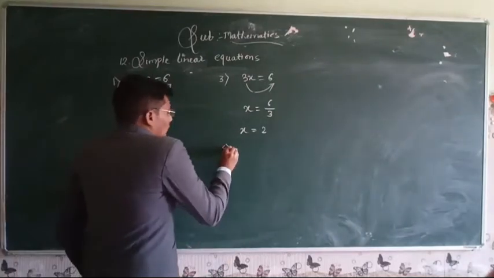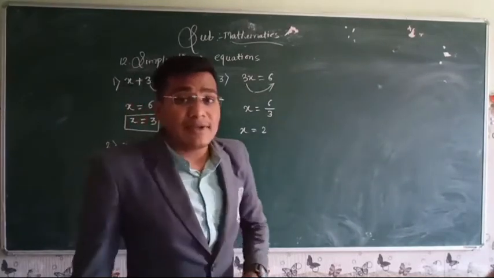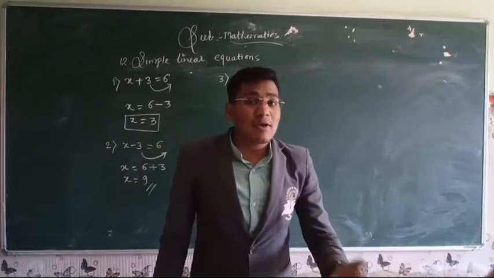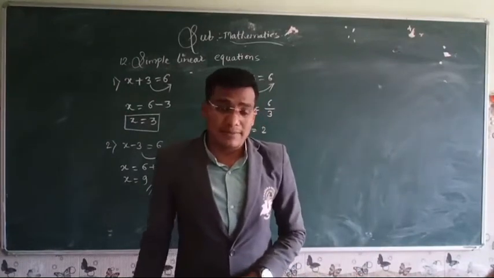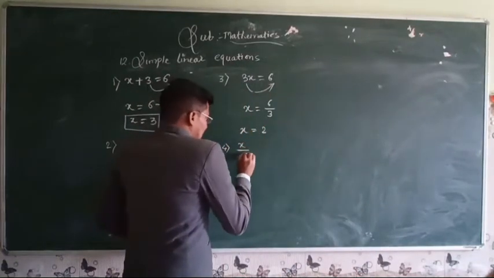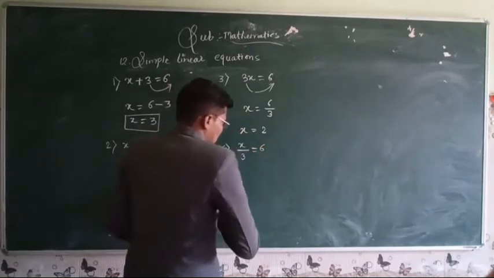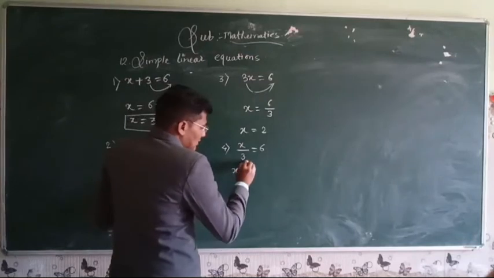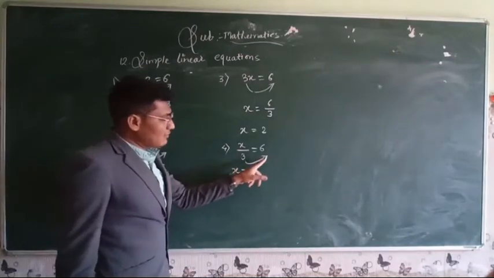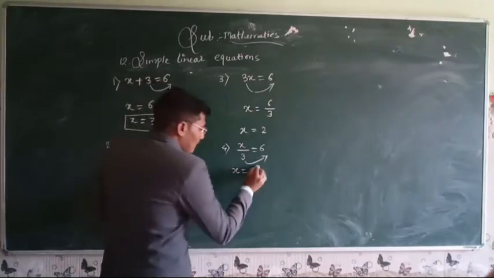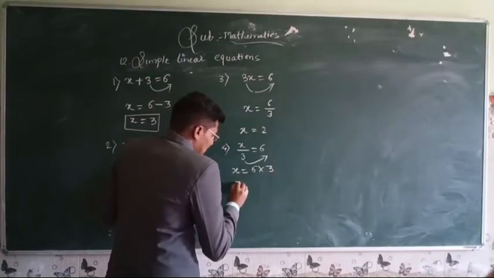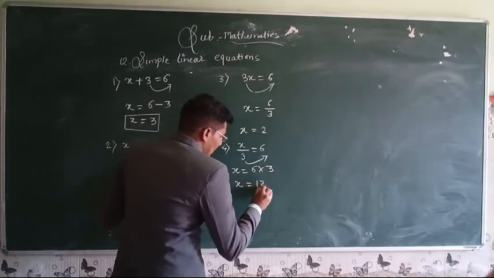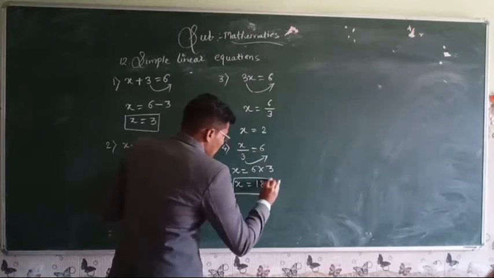Now the fourth one: when a value that is dividing changes from RHS to LHS or from LHS to RHS, what will happen? For example, x by 3 is equal to 6. Now we want the value of x only. So x is equal to this 3, which is dividing here. When it goes to the RHS, it will multiply, and hence the value we get is x is equal to 18.